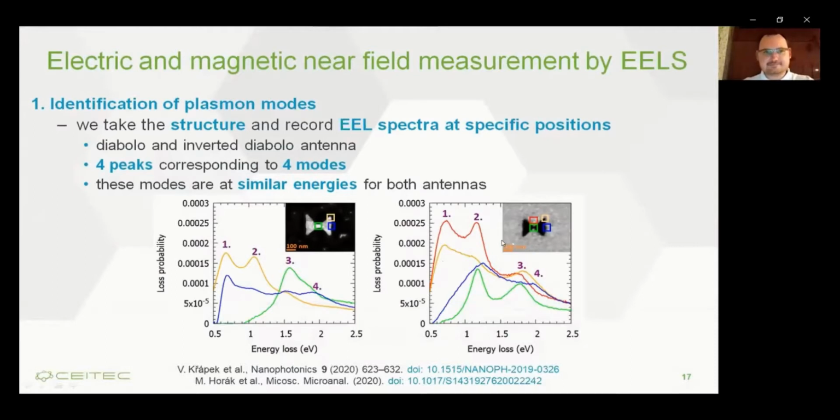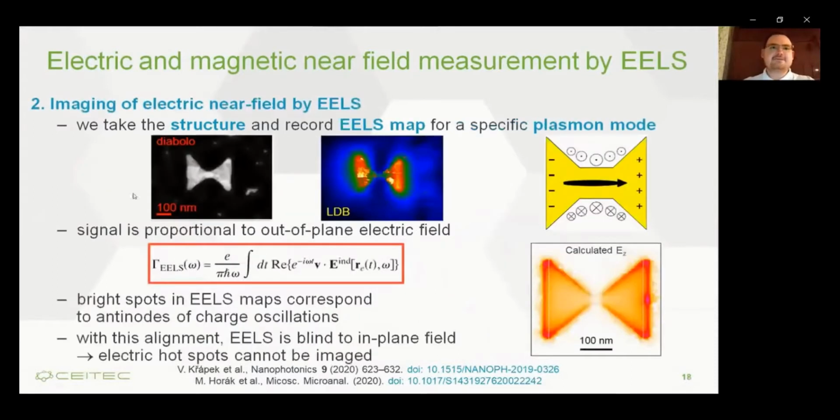If we want to measure the electric near field by EELS, we take our structure, the diabolo, and we record the EELS map for a specific plasmon mode, in our case for the first peak, which corresponds to the longitudinal bonding dipole mode.